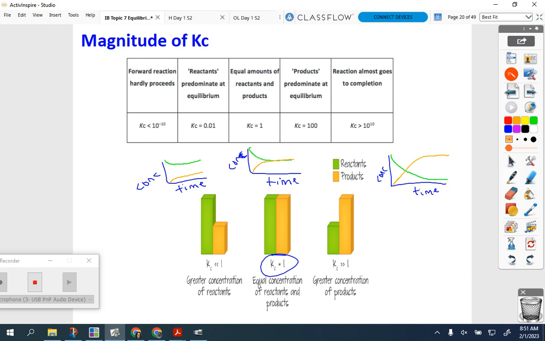As soon as we start making the products of the forward reaction, those products start reacting themselves and making the backward reaction, the reverse reaction, happen. And so the reaction proceeds, but not very far. So we end up at equilibrium with a much greater concentration of reactants than products.